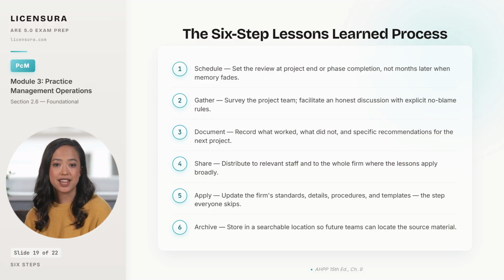Step 5 is apply. Update the firm's actual standards, details, procedures, and templates so the next project starts from the improved version. And step 6 is archive. Store the material in a searchable location so any future team can locate the original source. Step 5 is where almost every firm's process breaks down, and the symptoms are easy to spot.